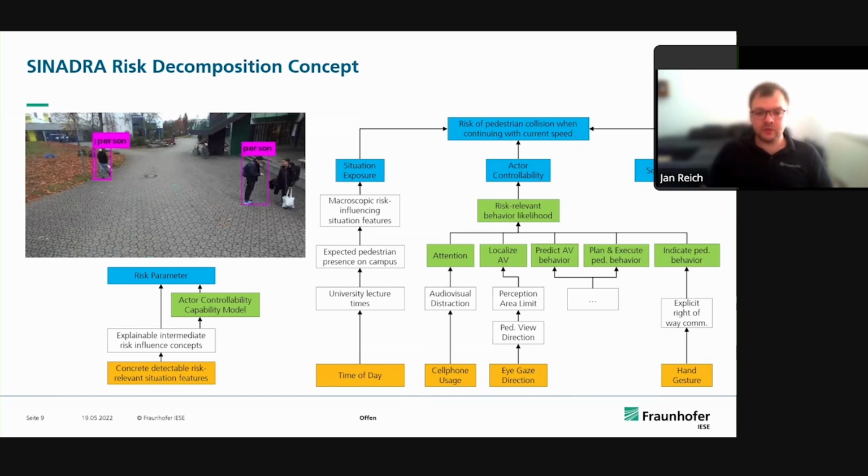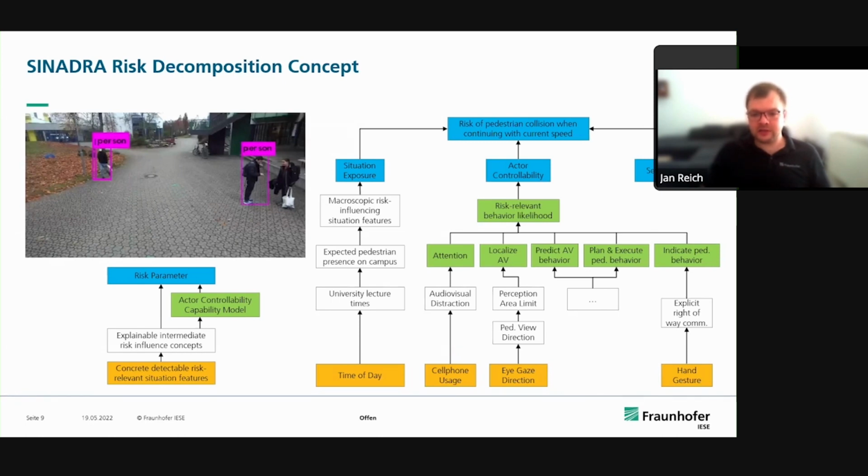Another example would be that we say the localization capability is impaired, for instance, if the perception area of the person is limited. For instance, if the pedestrian's view direction is different from the direction the AV is coming from. So then we would conclude that the localization capability is impaired. And one concrete situation feature which we can use as a surrogate to predict that is the eye gaze direction. And the last example would be on the indication side of things.